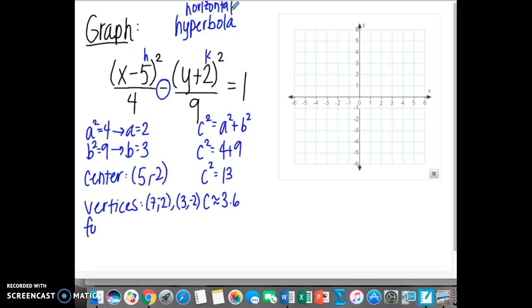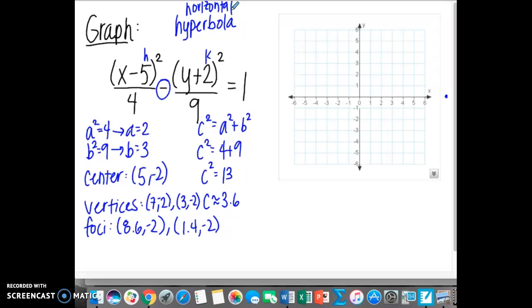And we also know our foci, our focus points, that's the plus or minus c in the x spot. So if we take our center and add 3.6 to the x spot, we're going to end up with (8.6, −2). And if we subtract 3.6, we're left with (1.4, −2).